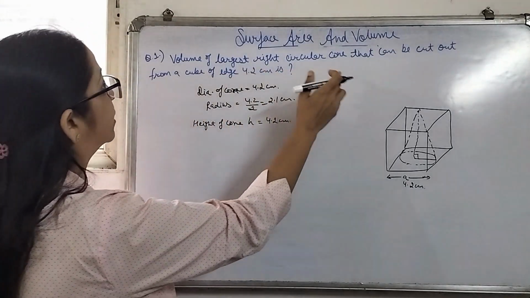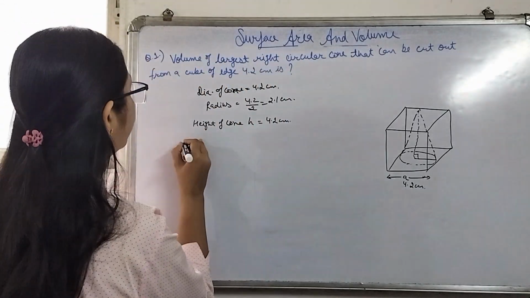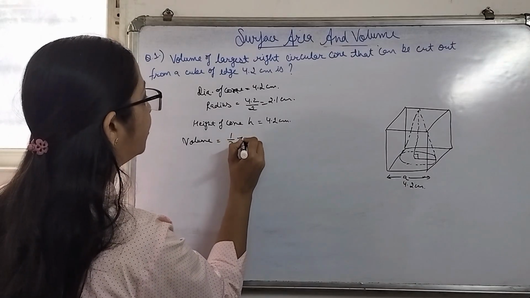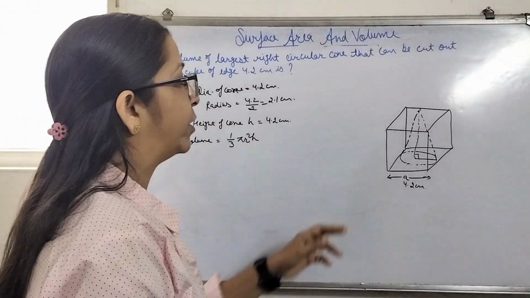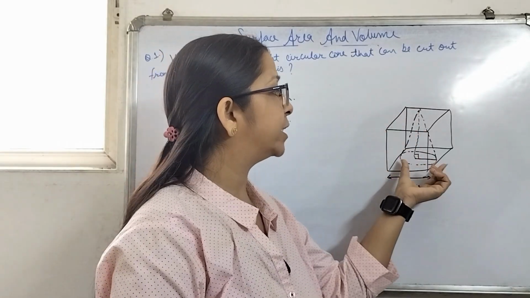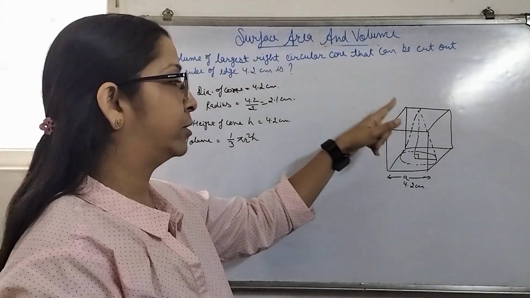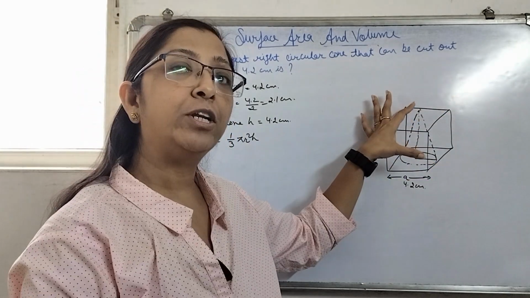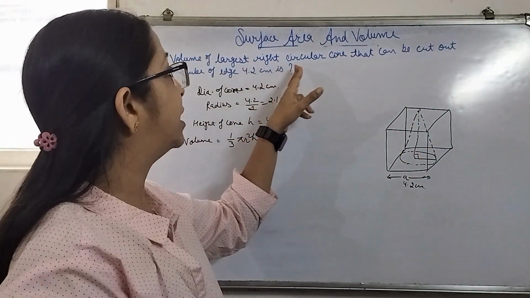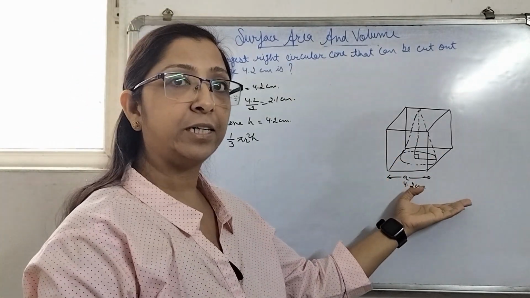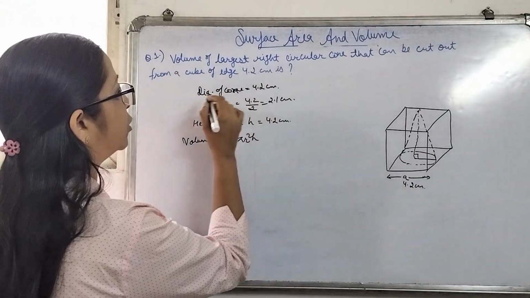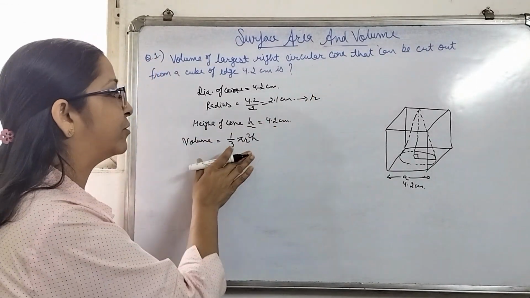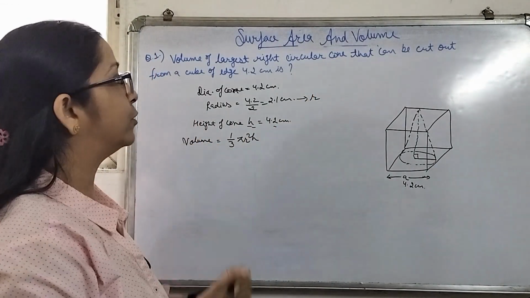Now we have to find the volume. So the volume of the cone, we know, is 1 upon 3 pi r square h. Why have we taken it like this? Because it is the largest possible right circular cone. If we use both the bottommost and topmost surfaces, whatever cone is formed will be the cone with the largest volume. So we have taken this condition. Now see over here, this is the radius r, this is the height h. So we have to put the values in this formula and we will get the volume of it.